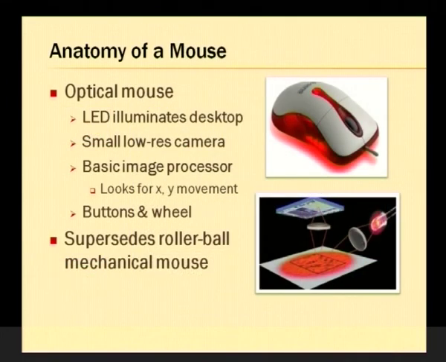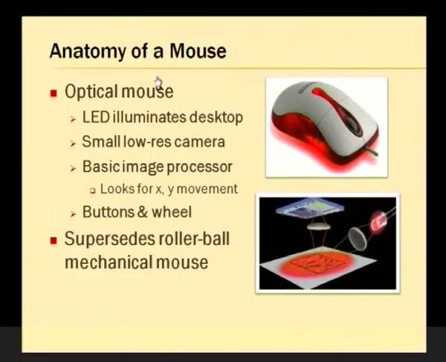So, let's just take a look at some of these components. We will start with the input output devices, because those are some things that we are more familiar with. If you look at a mouse, for instance, look at the anatomy of a mouse. So, we have an optical mouse. You can see this picture, this is what an optical mouse will look like.